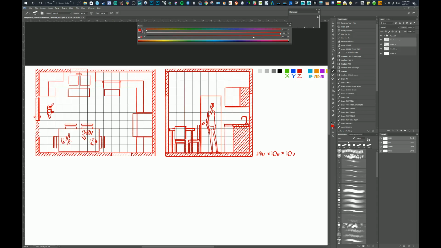Hey everybody. So today we're going to be talking about how I would go about creating a scene, and in this particular case, a kitchen scene that's of a particular dimension. Obviously we have a floor plan, but I'm going to show you how I would choose a shot, develop that shot, and accurately draw it in three-point perspective.